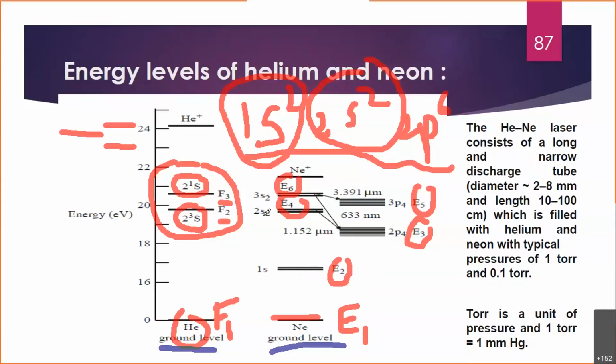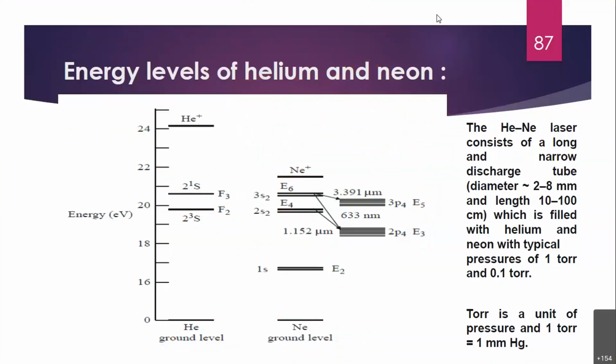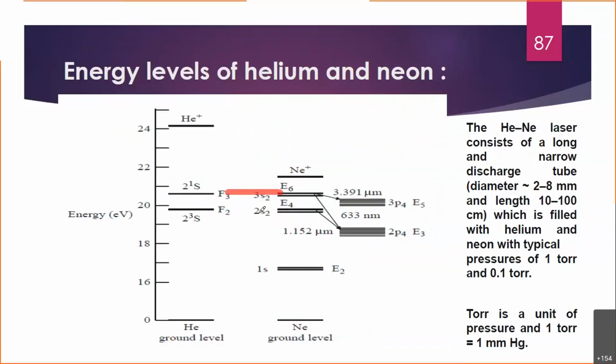Don't go with this naming. I will explain later why there is a difference in the naming. For now, just keep in mind this is your 1s2, 2s2, 2p6, 3s2, 3p6, and so on. These excited helium energy levels collide with neon particles in the ground state and transfer the energy to the nearest equivalent level. If you draw this line corresponding to this, its nearest equivalent level is E6. Corresponding to this, the nearest equivalent level is E4.